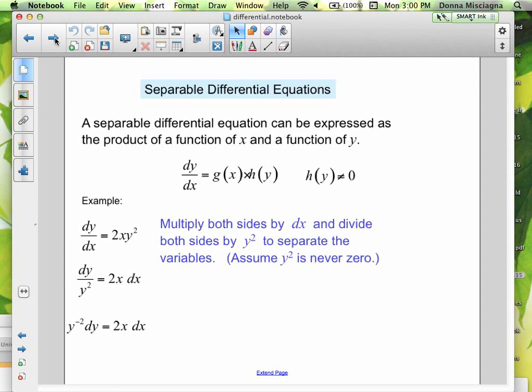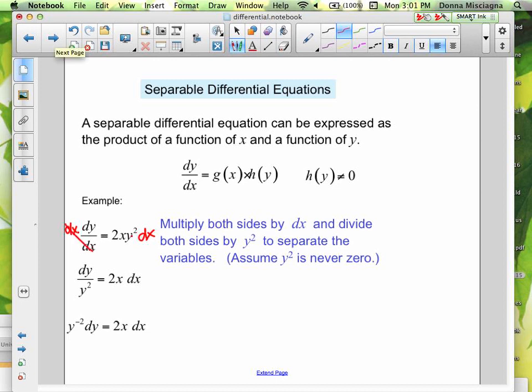Here we have dy/dx is 2xy squared. If we multiply both sides by dx, we move the dx over. All we've done to go from one step to the other is multiply this side by dx and this side by dx, and then this dx cancels. In this lesson, we are treating dy and dx almost as terms themselves. So now we have dy equals 2xy squared dx.